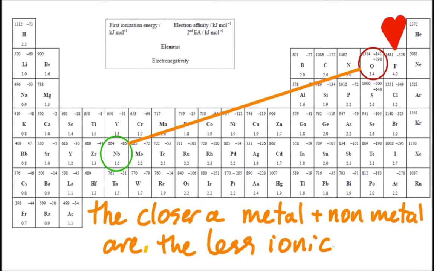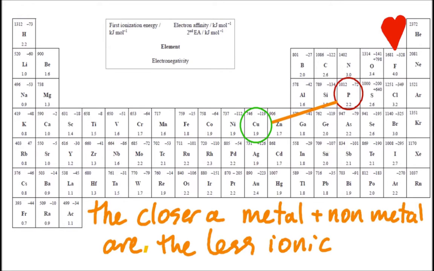So let's see if we can find a metal and a non-metal that's covalent. Yeah, copper and phosphorus, they're close enough that the electrons won't transfer from copper to phosphorus. They're actually going to share them. It's going to be a covalent bond.